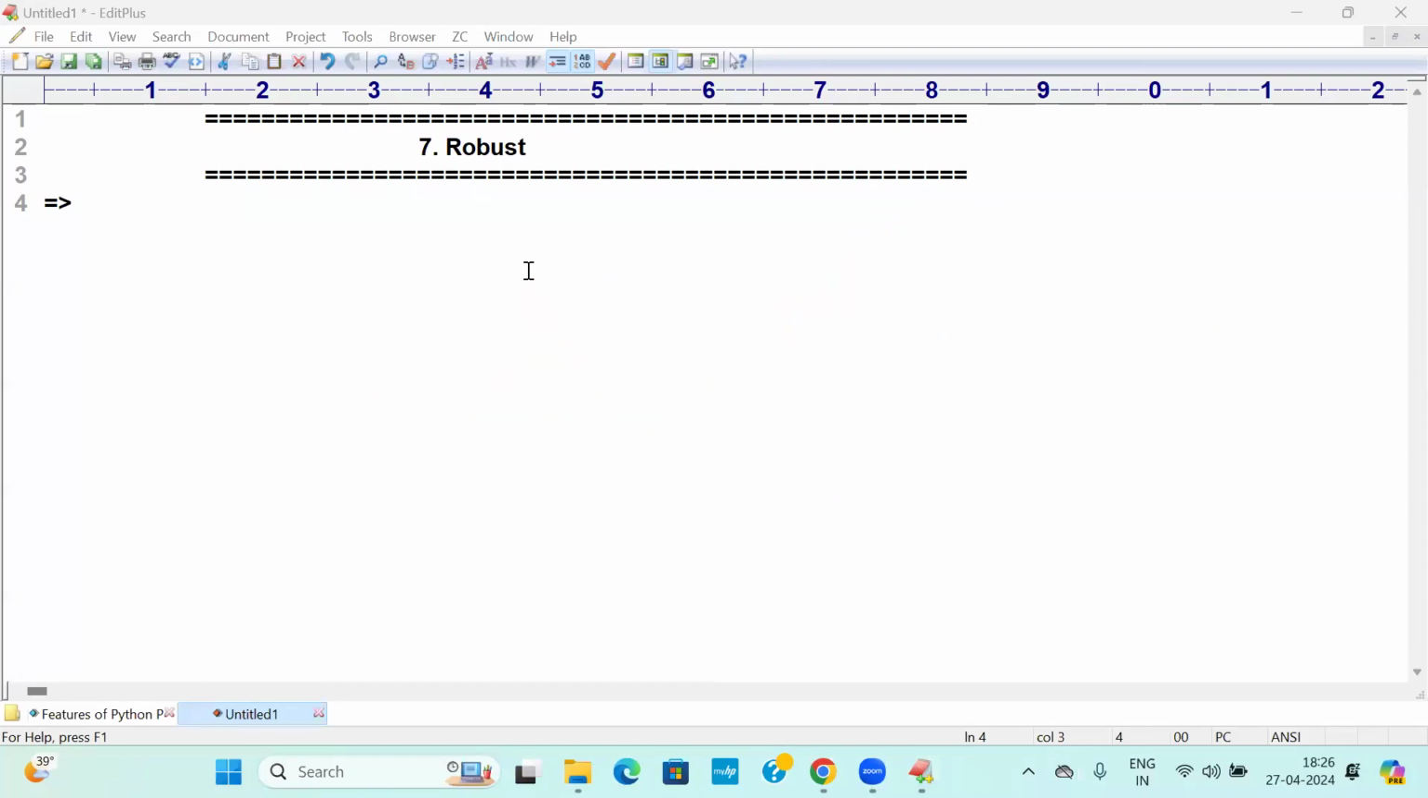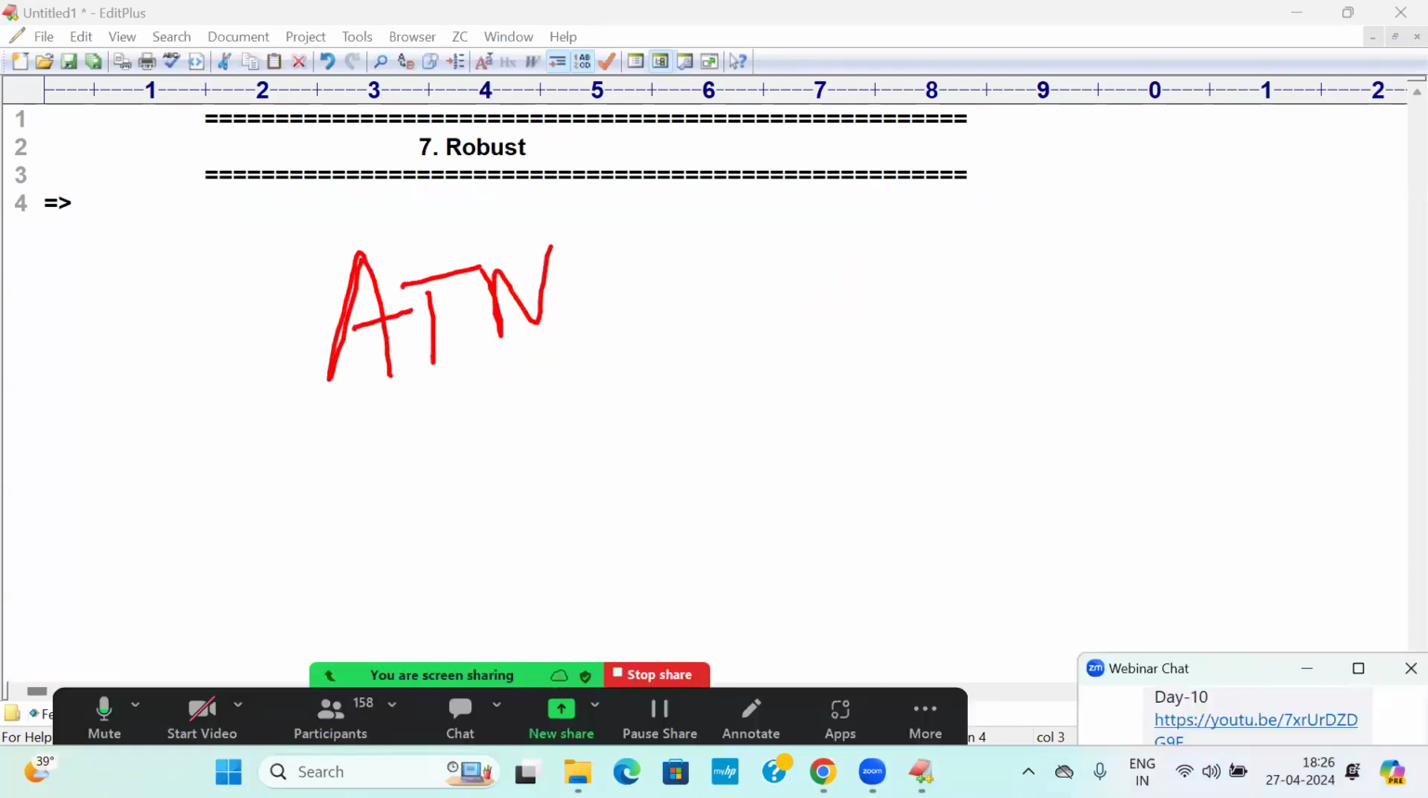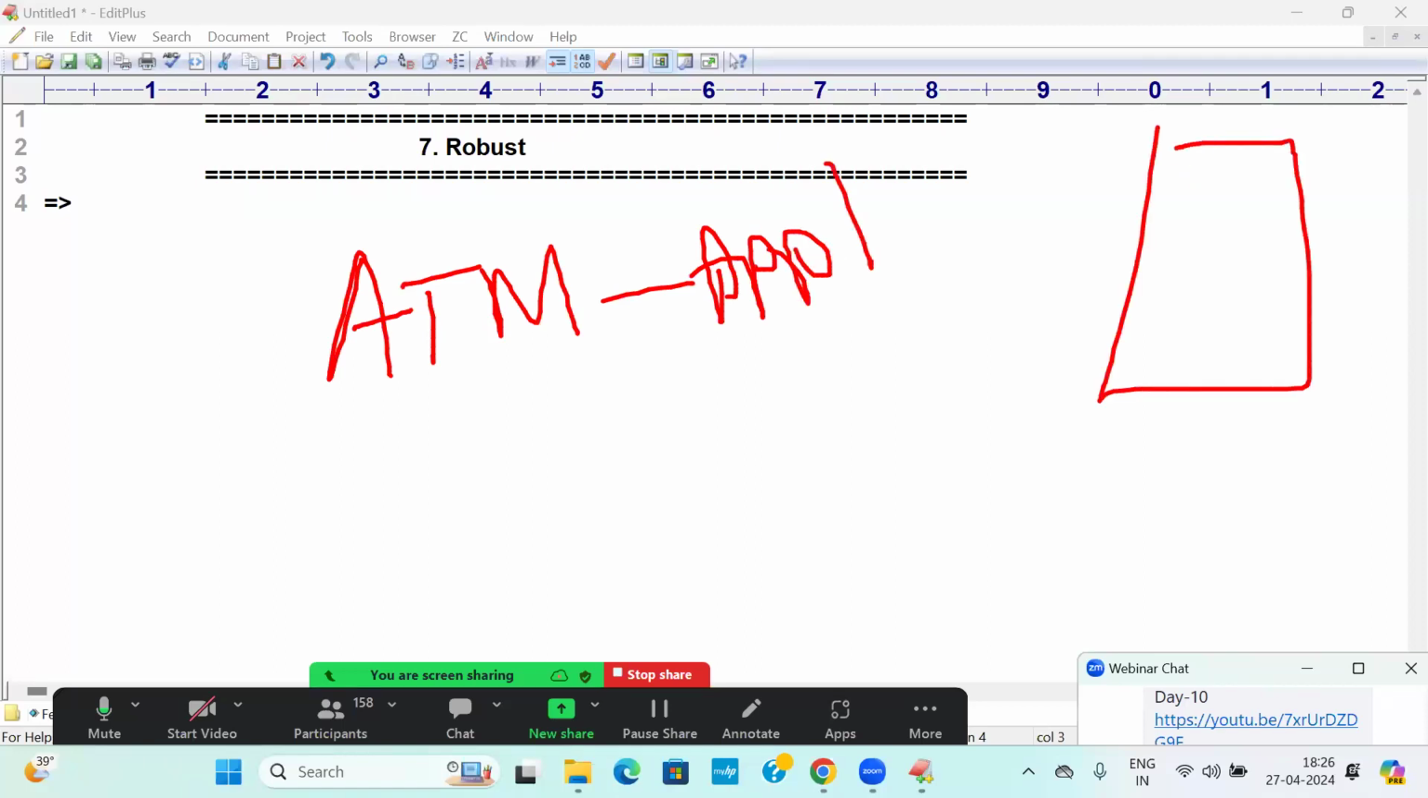Take another example. These are all examples where you must write the code. Take an ATM application. You are entering an ATM center and you put your card in a hurry. You put your card in reverse order, for example. Chances are there. When you put your card in reverse order, what message comes from the ATM software? Remove the card and insert properly. Yes or no? What message is it? User friendly error message.